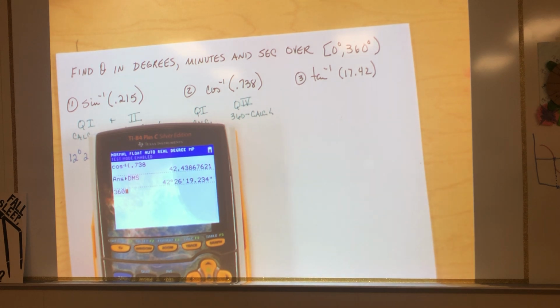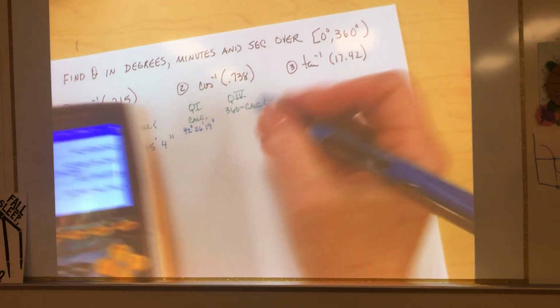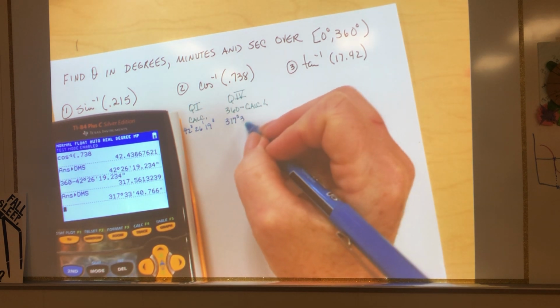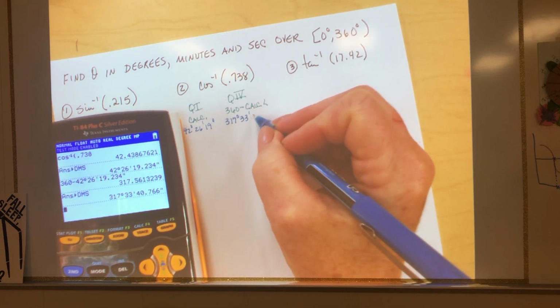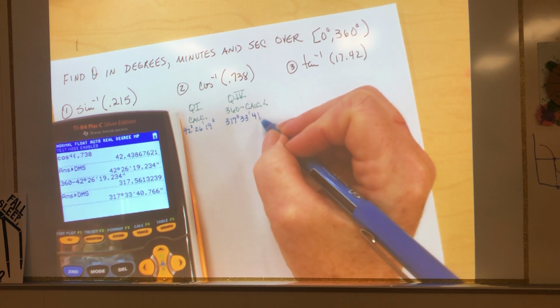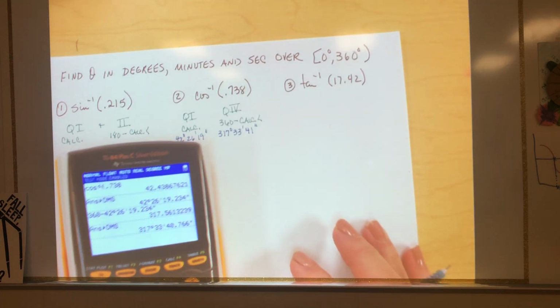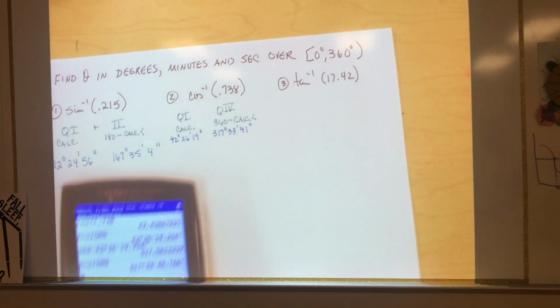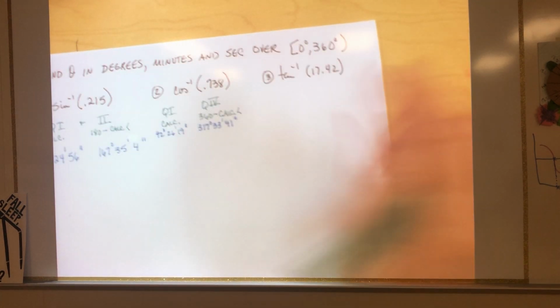Okay? So 360 minus, I'm going to jump up here and grab that angle because I don't want to be typing stuff again. Press enter, and then again, I'll go second and angle and push it to degrees, minutes, and seconds. It will be 317 degrees, 33 minutes, and what? 41 seconds. Very good. Okay, so before I even start messing with my calculator, I'm going to use my brain.